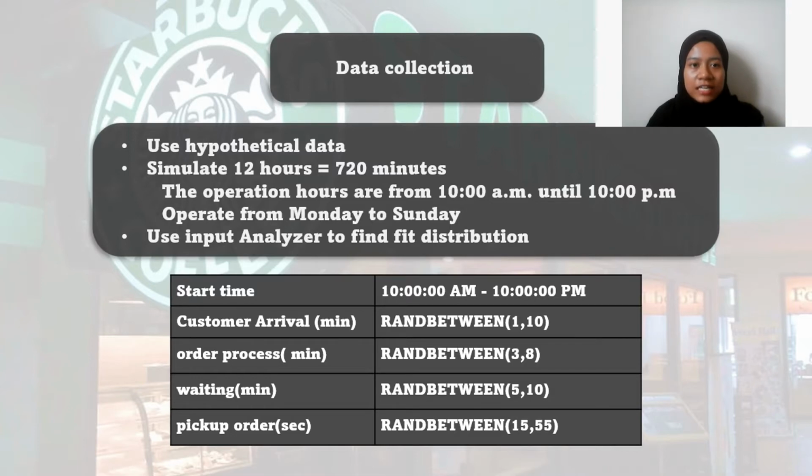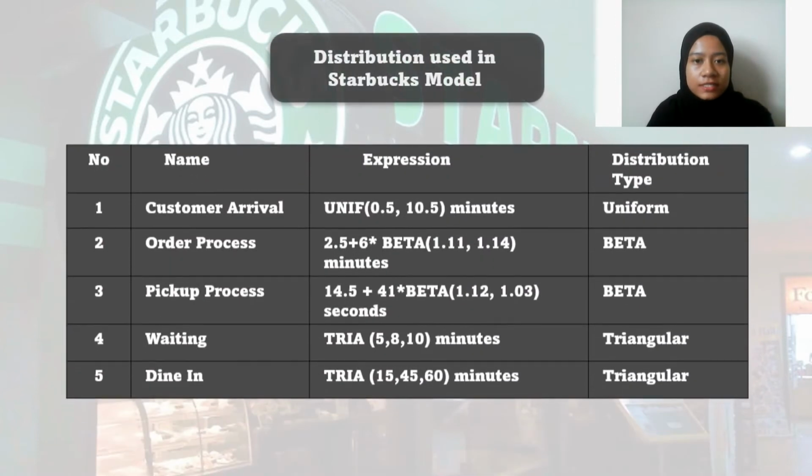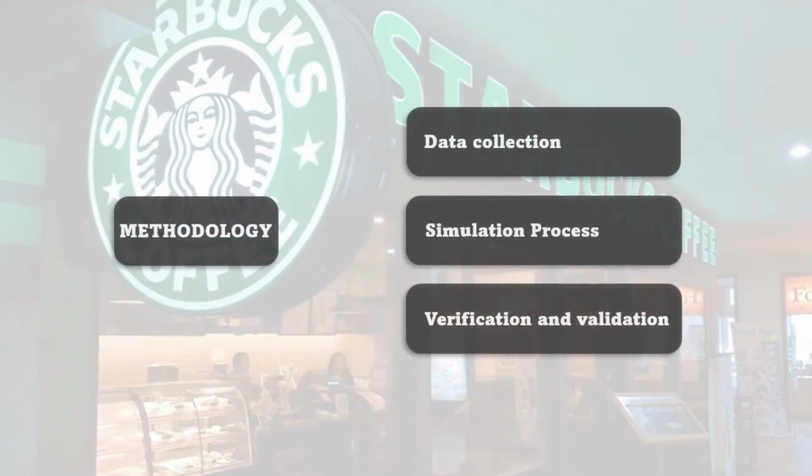We use the input analyzer to find the best-fit distribution. Initially, for the process of customer arrival, order process, pickup order process, and waiting time, we use random numbers as shown in the table. As for the distributions used in the Starbucks model, from the input analyzer, for customer arrival we use uniform distribution. For order process and pickup order process, we use beta distribution. And for waiting and dine-in, we use triangular distribution as shown in the table.